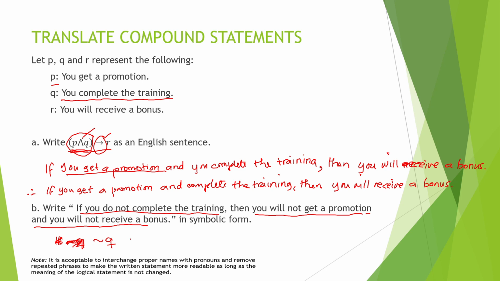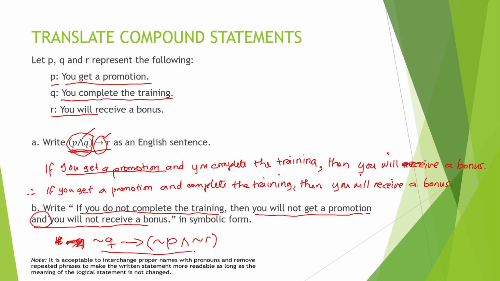And then, so therefore this is conditional. So understood, this one is a conditional statement. And this is a group. You will not get a promotion. You get a promotion, so therefore negate P, and you're using "and" here, and you will not receive a bonus. Negate R.